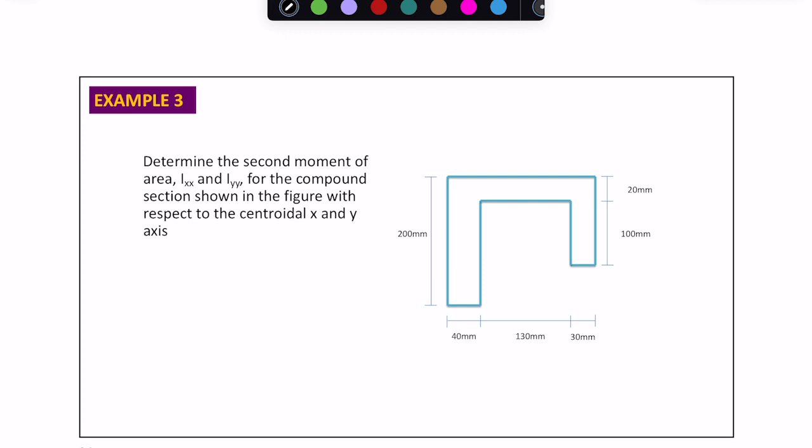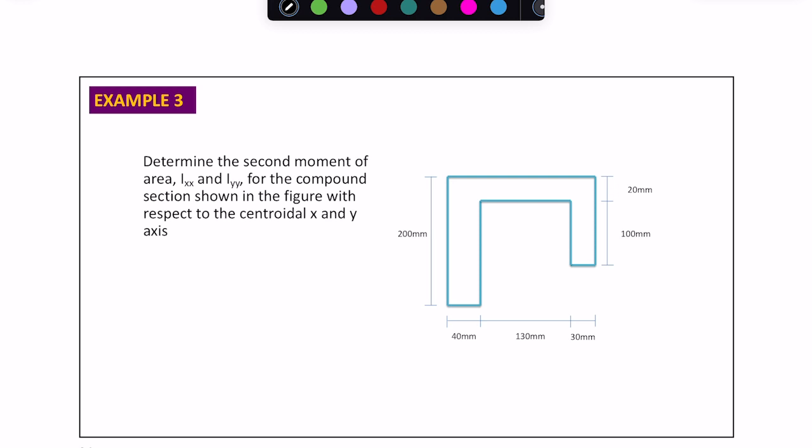Let's continue on the moment of inertia, example number 3. Determine the second moment of area IXX and IYY for the compound section shown in the figure with respect to the centroidal x and y axis.